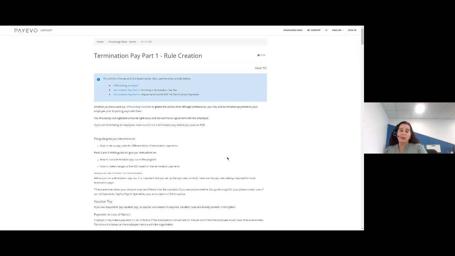And what this will do is it will take you through a 3-part help article. So this is part 1, and then part 2 and part 3, and it links at the bottom as well. It shows you how to create the pay rules that you might need depending on what your requirements are. Then it'll take you through running the actual termination pay run and then adjustments to the ROE for any of the termination payments. So it actually walks you through the full steps of how to do it. If you need a little help navigating through these articles, by all means, contact our customer success team. They're happy to help.